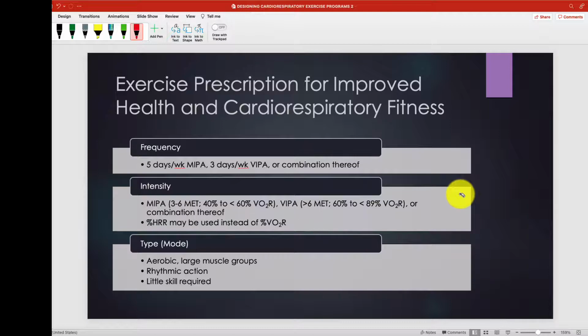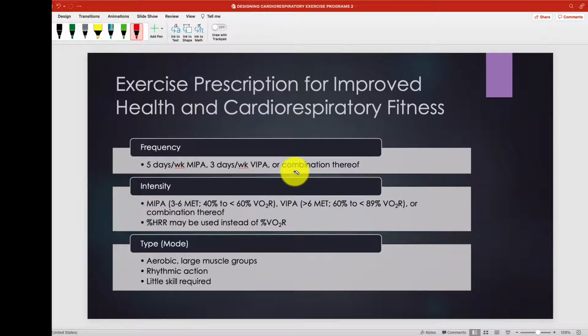These types of activities provide the greatest improvements in cardiovascular fitness. I will show you a list of activities, and there's also one in your textbook that you can look at. But let's talk about frequency of exercise. Let's look at this one here.